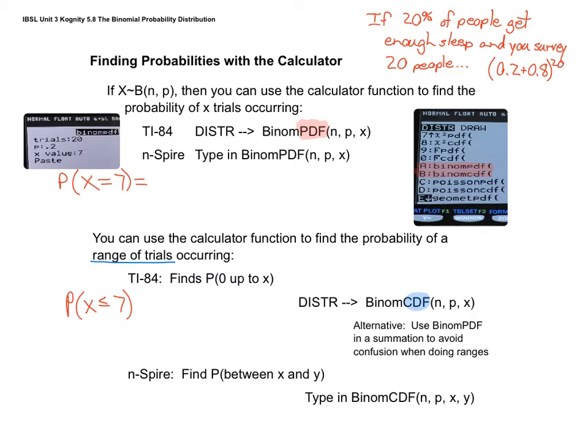I'm going to use the example that you can see at the top there. If 20% of people get enough sleep and you survey 20 people, we're dealing with the binomial expansion (0.2 + 0.8) to the 20th power. So we have this statistic, 20% of people get enough sleep, and we picked 20 people at random.